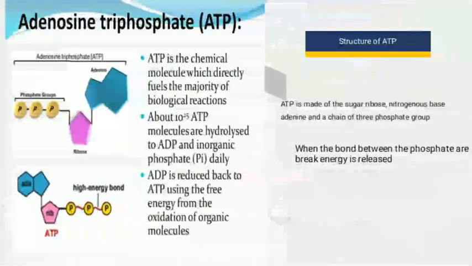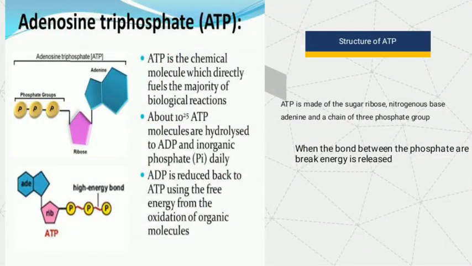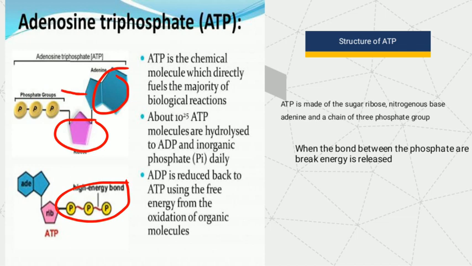Moving to the next slide, the structure of the ATP. What you have to know is that ATP contains a pentose sugar, and this is called ribose, a pentose sugar, a 5-sided sugar. It also contains a nitrogenous base, adenine, and 3 phosphate groups.